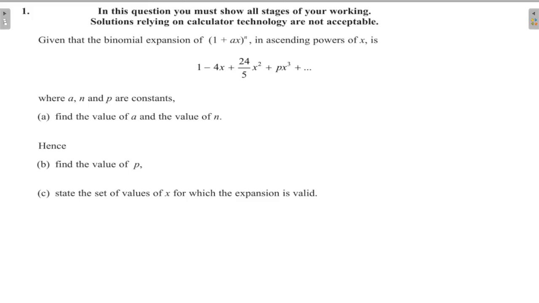Edexcel International January 2026 Paper 4 Solutions. Question number 1. Given that the binomial expansion of (1 + ax)^n, in ascending powers of x, only 4 terms are given.